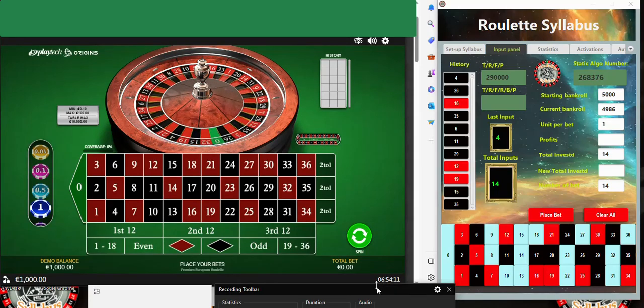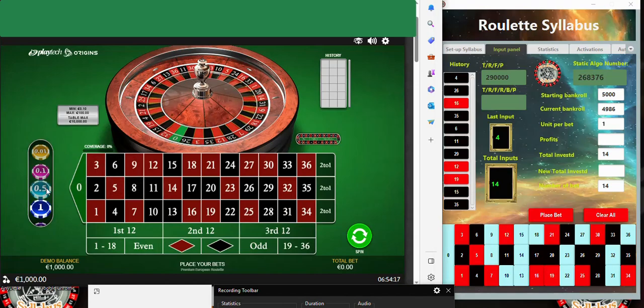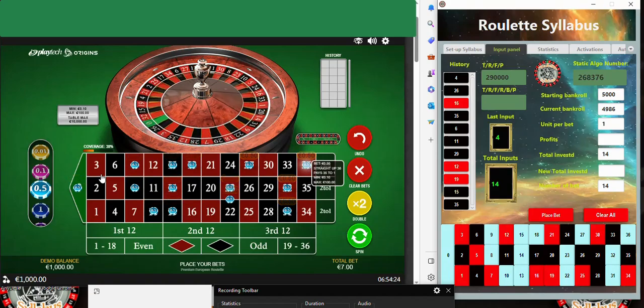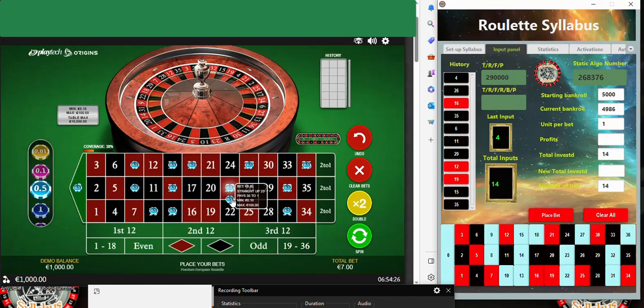I'm going to place my bet right now. So the bet has been placed. I think I didn't place this bet, I didn't do the recording very well. But anyway, let's spin it. So I spin 7 last.